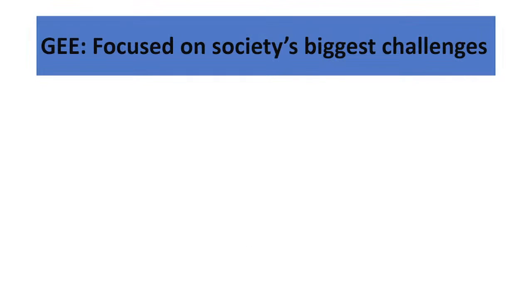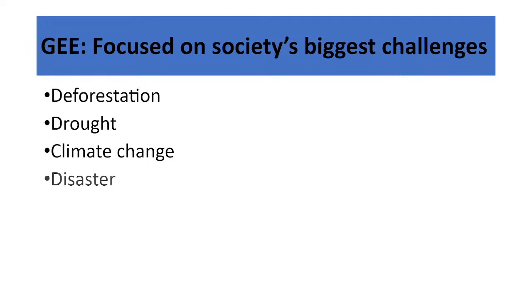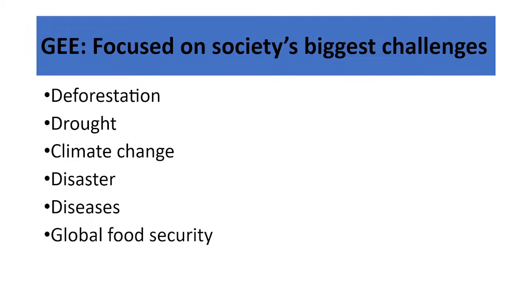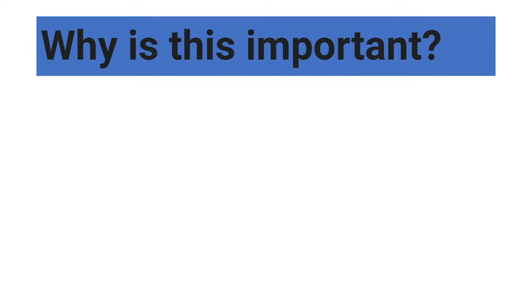So mainly Google Earth Engine focuses on society's biggest challenges such as deforestation, drought, climate change, disaster, diseases, global food security, sustainability, and this is important at the present time. Basically, when you want to work with big geospatial data analysis, suppose you want to make a land use land cover classification map for the whole India country boundary, or an NDVI or vegetation map for the whole country boundary of India.